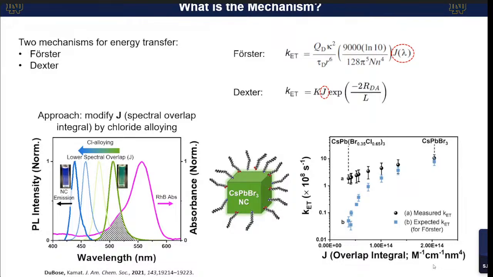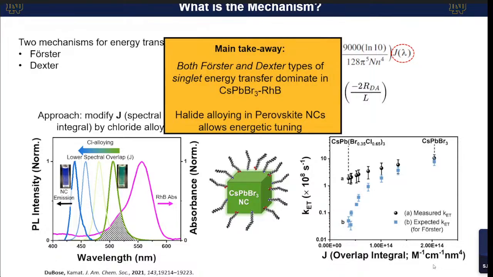So for cesium lead bromide here, if it is an energy transfer based on this Förster model, you can see here it would have dropped dramatically as we move the band gap. But we still see this rate constant quite high, even when there is no overlap. So that makes us conclude that both may be operating.